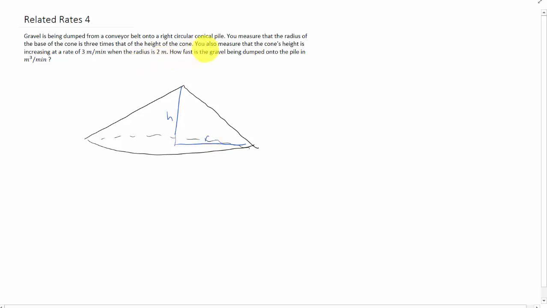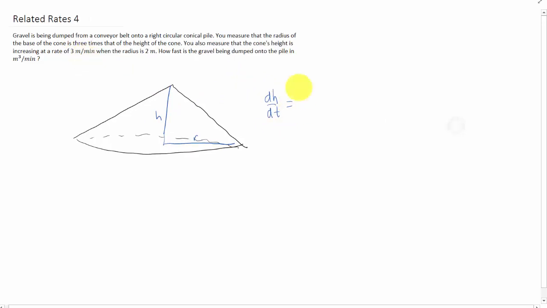This is a cone. Its height we'll call h, and we'll call its radius r. Now, what is given to us as far as rates are concerned? The cone's height is increasing. That's a rate of change. That means that our height, dh/dt, the rate that our height is increasing, is 3.